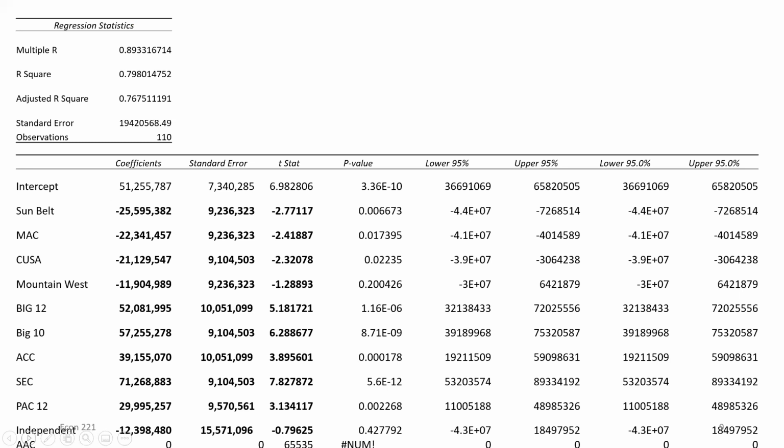It just recognized that, oh, for all of these groups, there would be no observation that had a 0 for all of them. So it left out one of them, okay? And it left out the AAC. Now, when I do this in Excel, I would actually have to choose which conference I want to leave out, right? Which we'll talk about here in just a second.